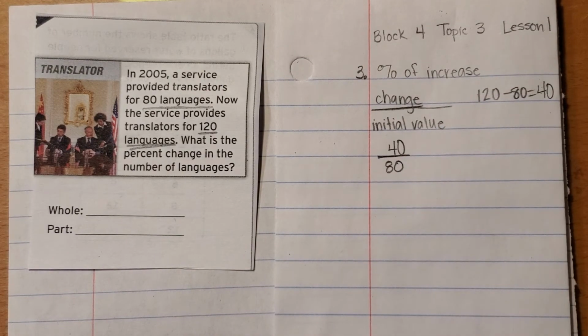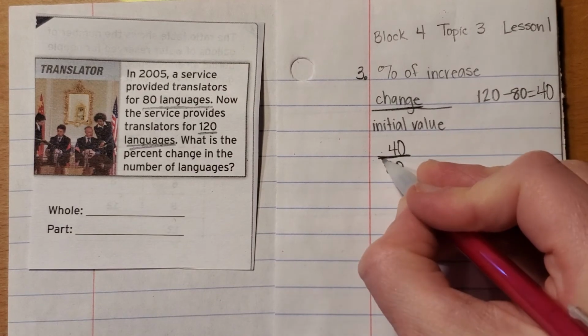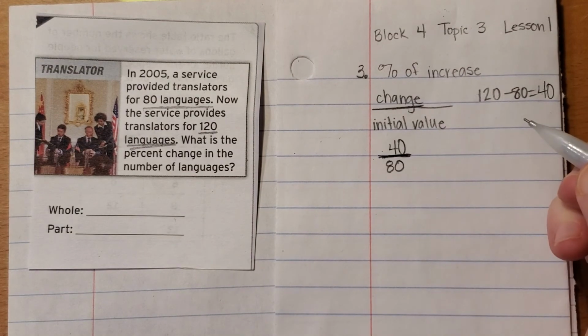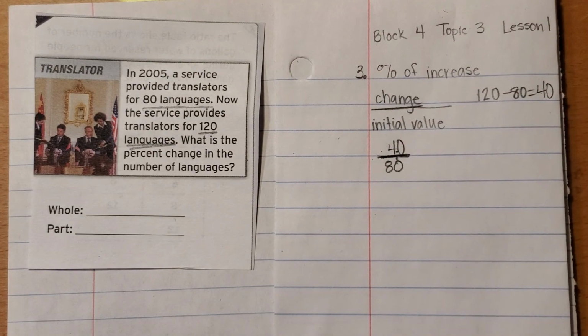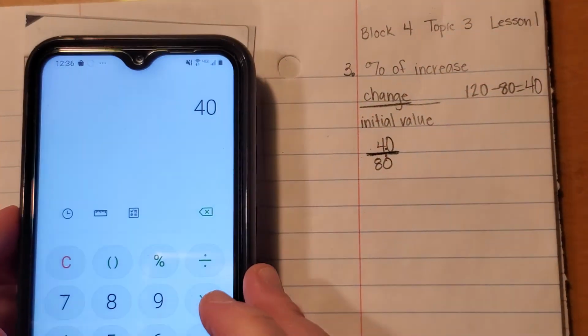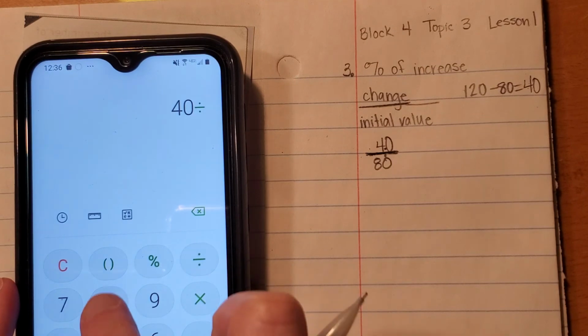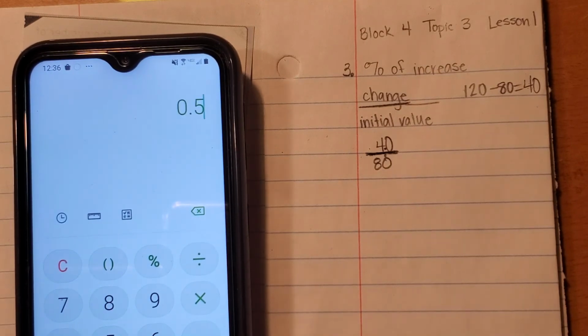Our next step is to change this fraction into a decimal. To do that, we need to do what operation first? What does this fraction bar represent? That's correct. We need to divide 40 divided by 80. And I'm typing it into my calculator. You do the same. That gives us a decimal.